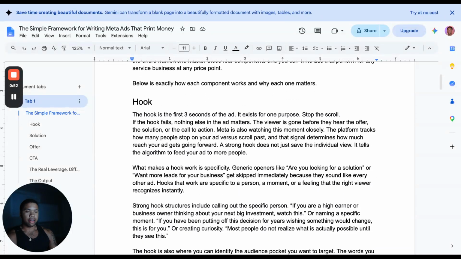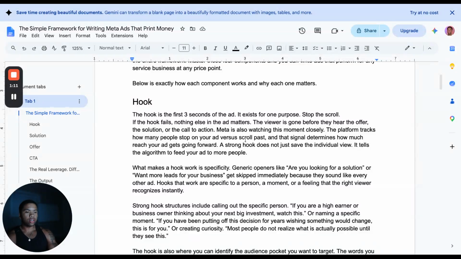So the hook, obviously. The hook is the first 3 seconds of the ad, and it exists for one simple purpose: to stop the scroll. If the hook fails, nothing else matters in the ad. The viewer is going to be gone before they even hear your offer, your solution, or your call to action, because your hook sucked.